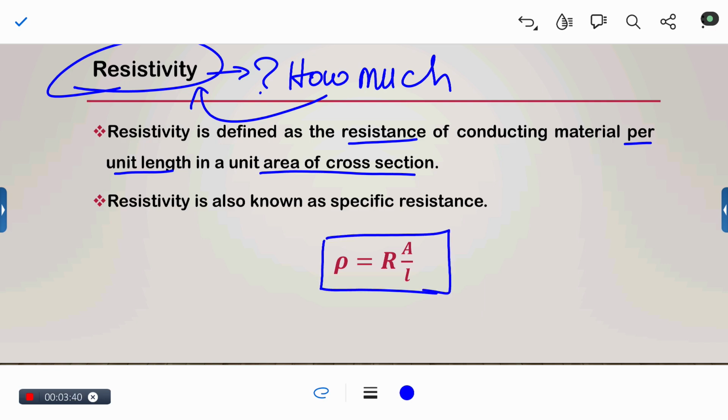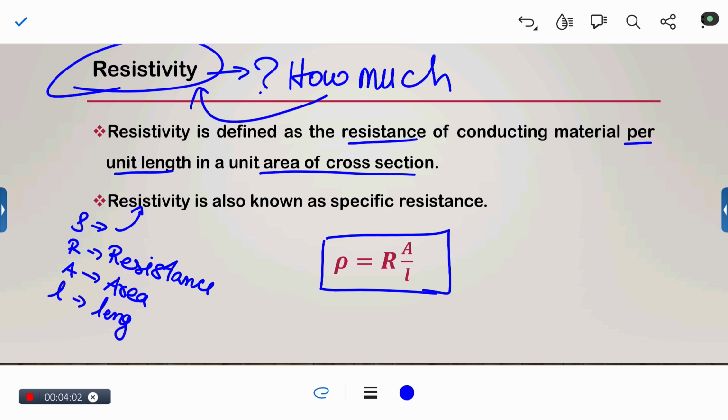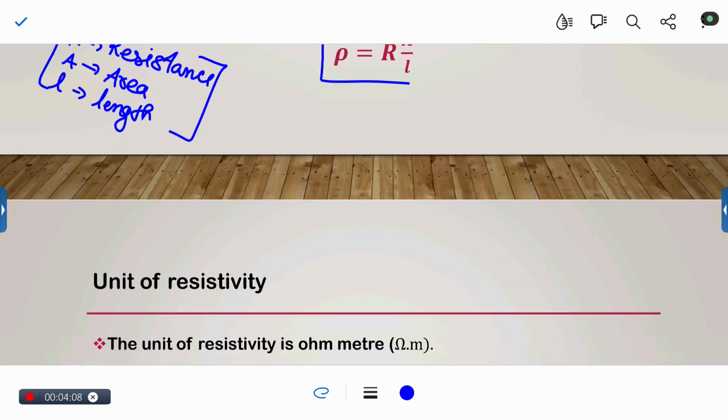And what is the formula to calculate resistivity? Rho is equal to R into A by L. Here rho stands for resistivity, R stands for resistance, A stands for area of cross section, and L stands for length of the conducting material. So by using this only, we are going to derive the unit of resistivity.